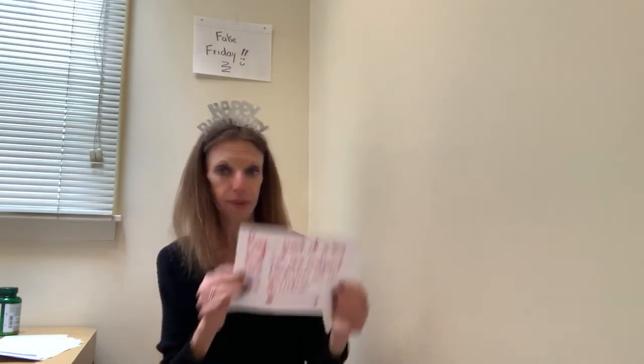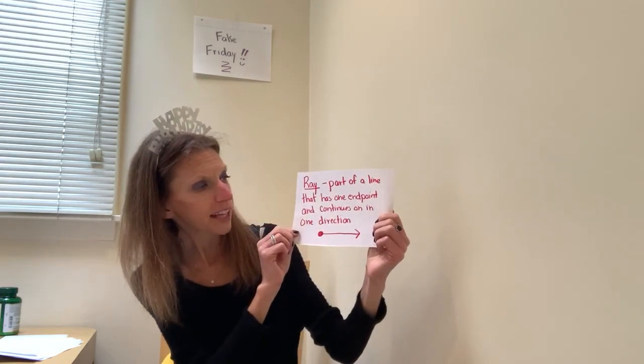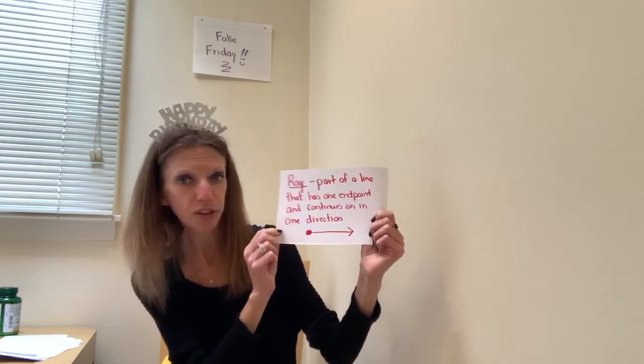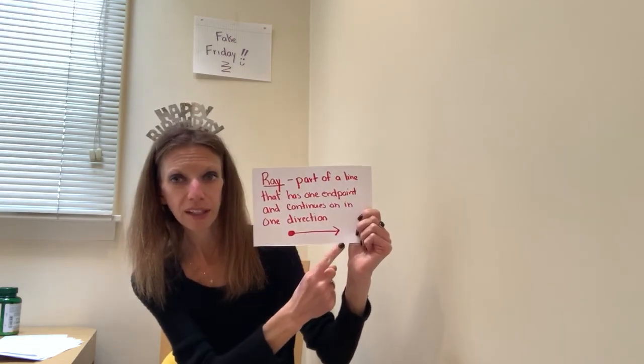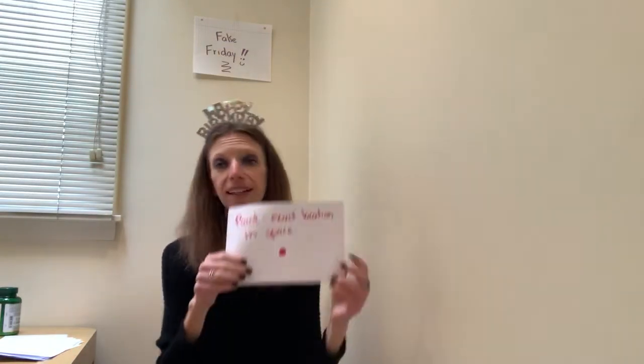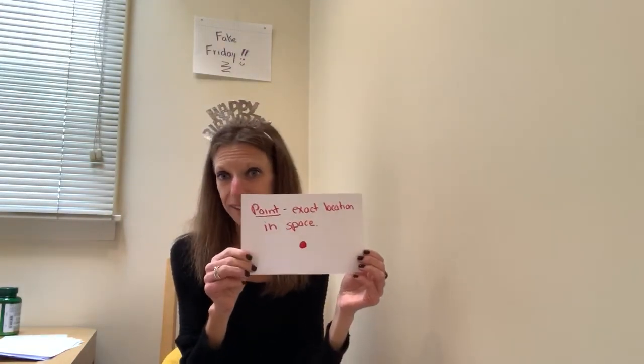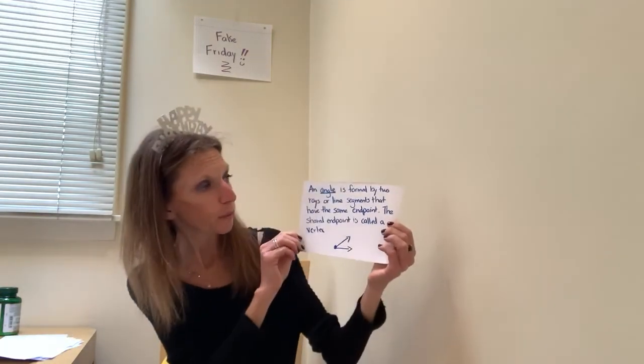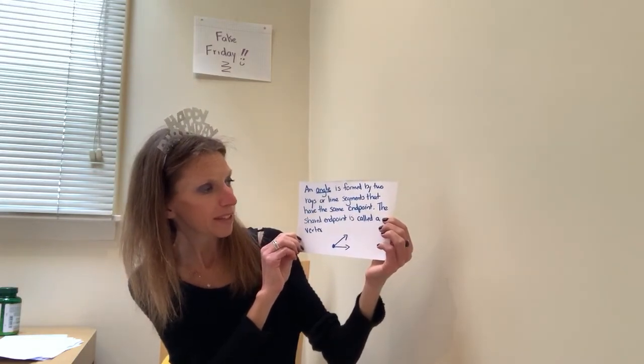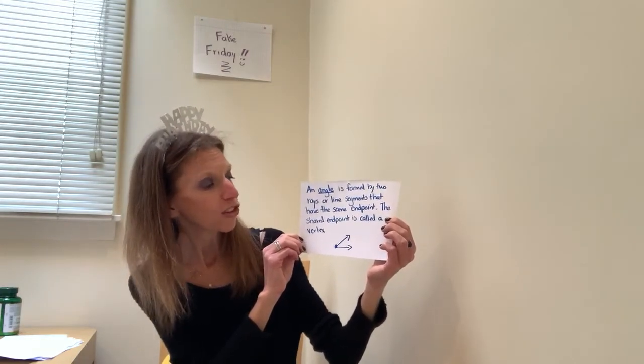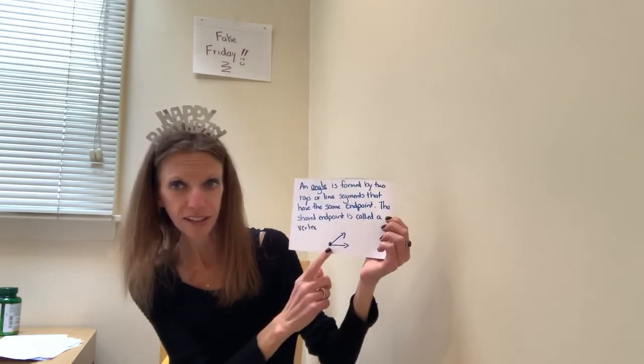Same thing with the ray. So let's just go over the definition. So a ray is a part of a line that has 1 endpoint and continues on in 1 direction. Endpoint, and then continues on. And then we have our point as an exact location in space. All right, so now we have our angles to go over. So remember, an angle is formed by 2 rays or line segments that have the same endpoint. The shared endpoint is called a vertex.